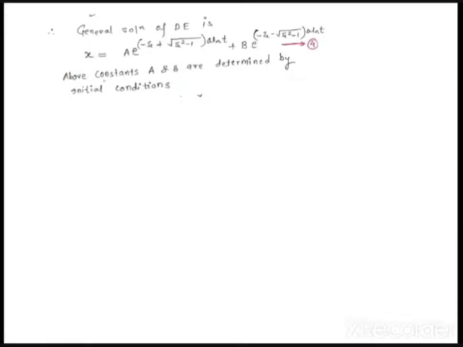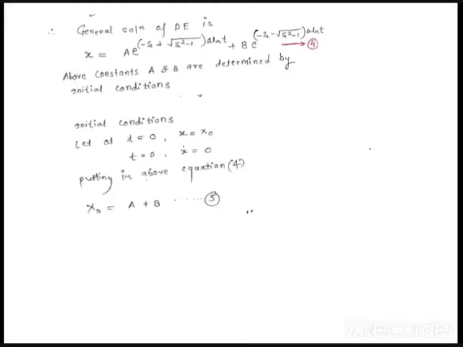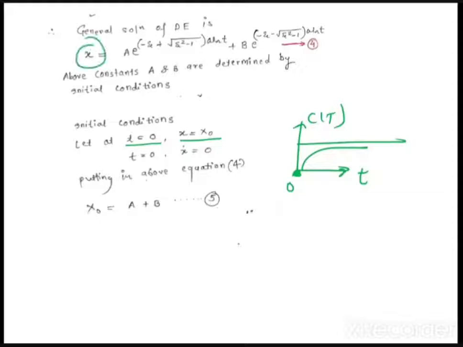Now the above constants a and b are determined by the initial conditions. So what are the initial conditions? Let us say the initial condition is at time t equal to 0, because we are starting the graph from 0. Let us say this is c of t, the output graph I am getting. So at t equal to 0, x is equal to x0. X means, let us say, displacement. Let us say that displacement is x0.